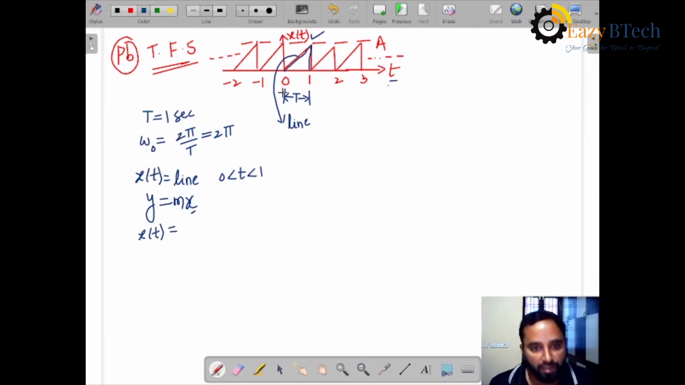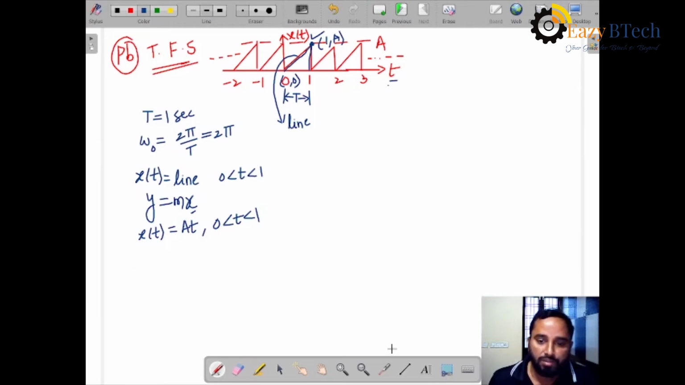The slope is y2 minus y1 by x2 minus x1. If you consider points, this point is 0, 0 and this point is 1, a. So x value 1, y is a. The slope is a minus 0 by 1 minus 0, which is a. And x-axis is t. So this is the line equation for 0 to 1. After getting this x of t expression, we go for the series, meaning we write the trigonometric Fourier series definition. In that definition, we have a naught, an and bn, which we are going to find.